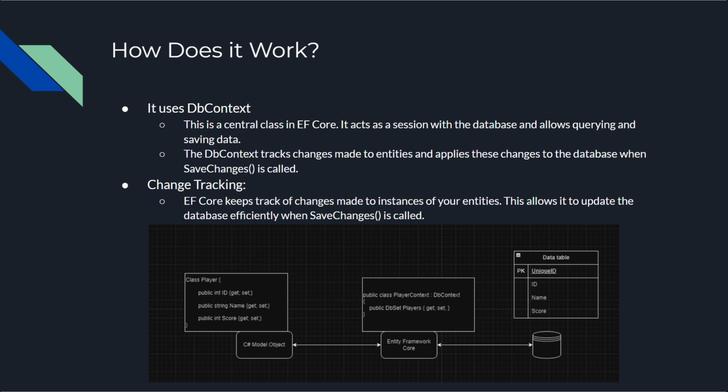So how does it work? Well, Entity Framework Core uses what's called a DB context. A DB context is a central class in Entity Framework that acts as a session with the database. Think of it kind of like a person. You say, hey, I want to get information, or I want to save information, and that person takes that command and interacts with the database for you so that you don't have to directly go to the database and interact with it. The DB context tracks the changes that are made to your entities, and entities are just objects.